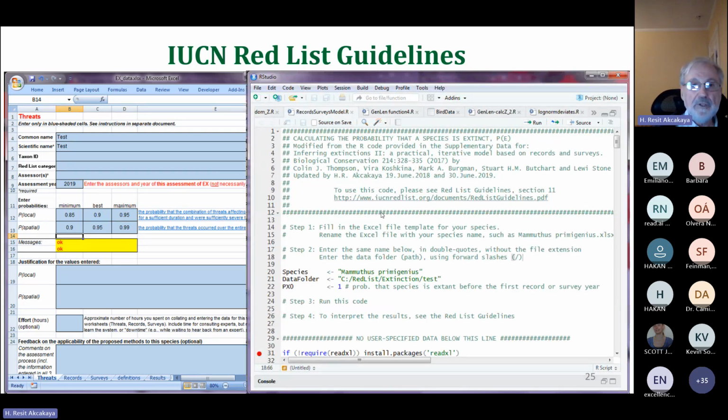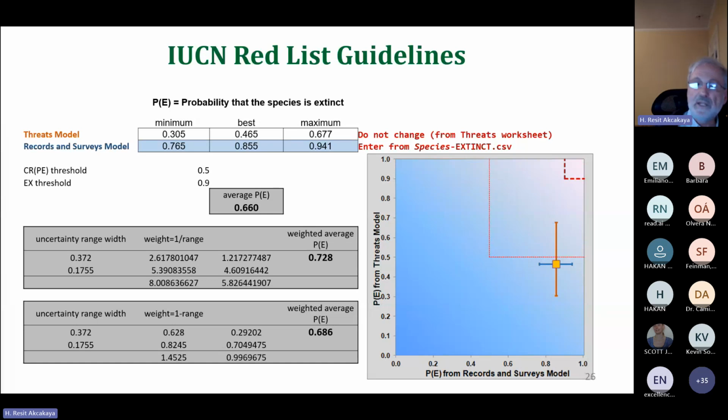Now, even if you don't know how to use R, this should be quite simple because all you have to do is enter the name of the species and enter where this template file is, and that's it. Then you run this code and it gives you this picture, right? So this picture here is giving the probability that the species is already extinct based on 2 different ways of looking at it. One is called the threats model. The other is called the records and surveys model, right?